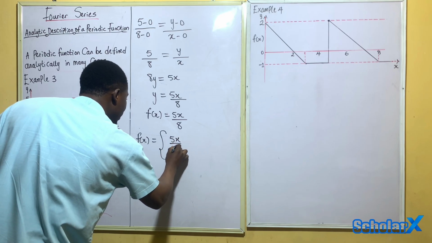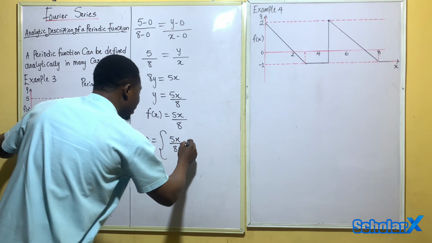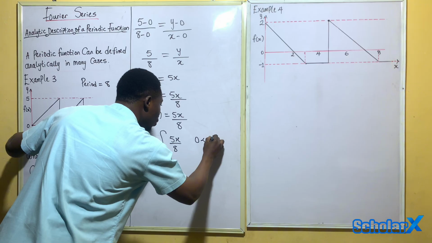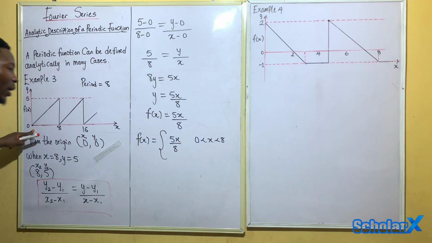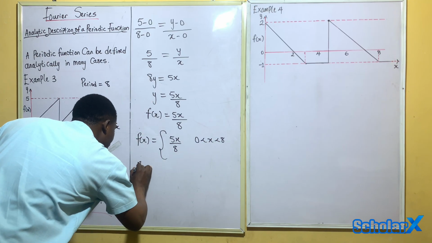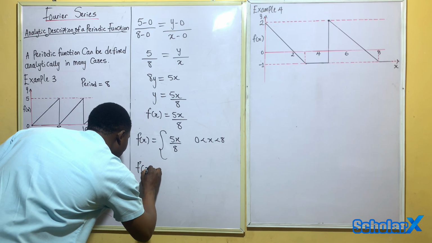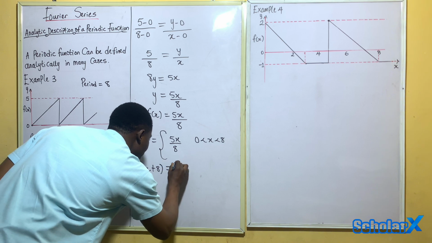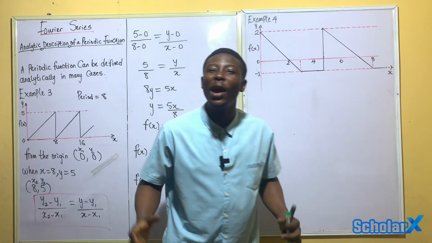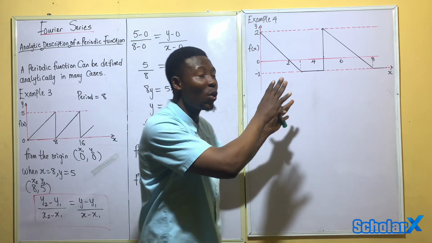Writing it clearly, you have f of x equal to 5x over 8, for values of x ranging from 0 to 8. And then our period is 8, because it takes 8 units to complete one full cycle. So it becomes f of x plus 8 is equal to f of x. Now let's go ahead to solve the next question.